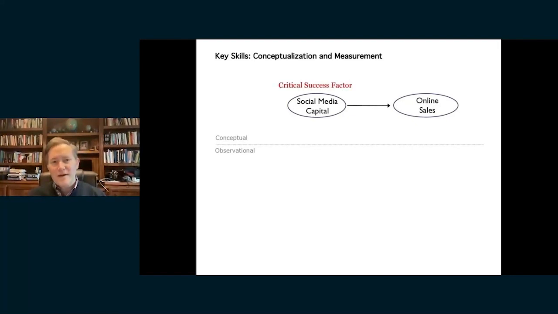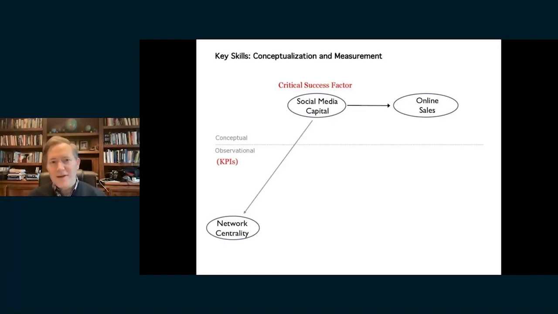And so the way to think of the difference between the conceptual and the observational level, it's not exactly the same, but it might help you in case you have any trouble figuring this out, is that the critical success factor might be social media capital. It is a critical success factor for this organization. And then the organization has a number of KPIs, key performance indicators. And so those are the things you'll actually measure.